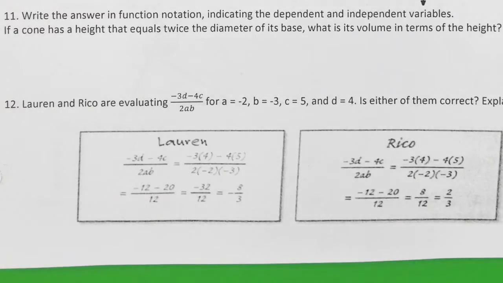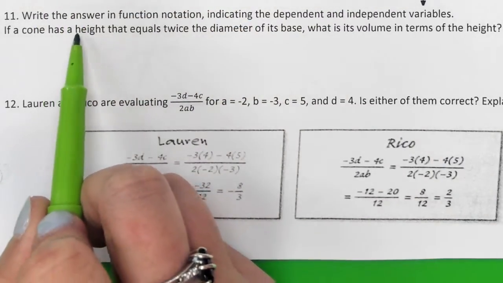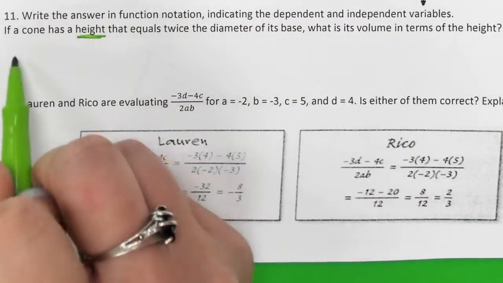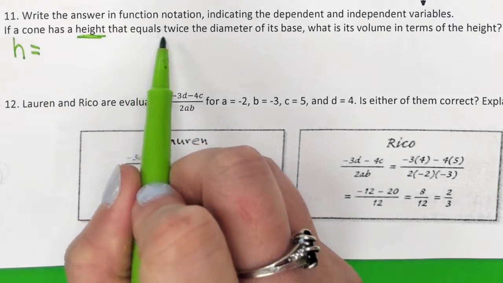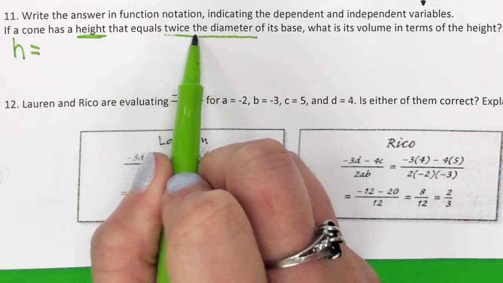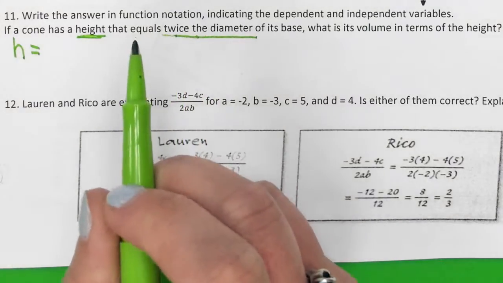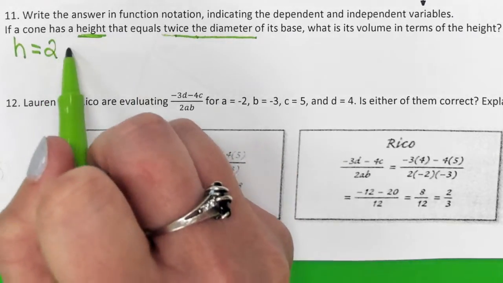All right, don't freak out about this. Read this sentence. What's it say? Right here. If a cone has a what? Height. Guys, what's it say that the height equals? How do I write twice the diameter? What does twice mean? 2 times the diameter. So 2 times D, right?